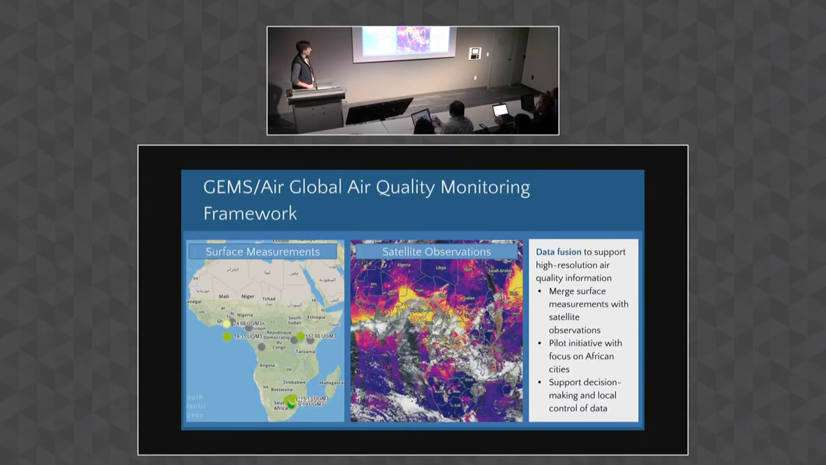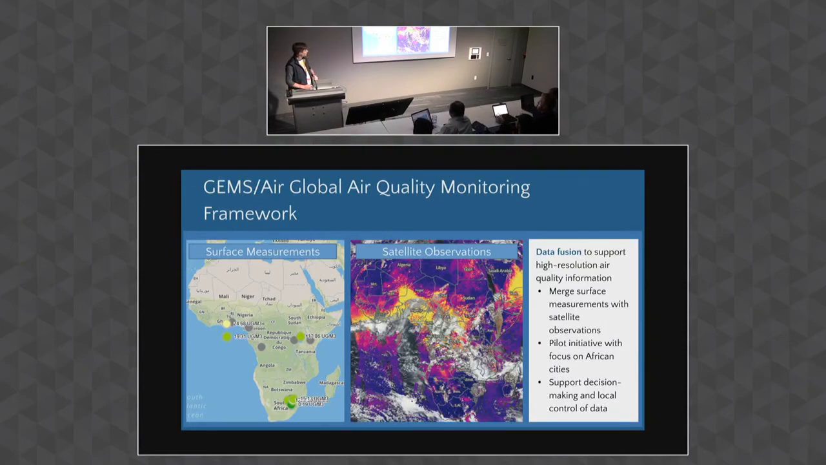air quality monitoring framework. If you take a look at Africa and some other regions of the world as well, you can see that there's very sparse surface measurements. I'm probably missing some, and I think we have colleagues in the room here who will probably speak to additional measurements. But in Africa in particular, the number of air quality measurements that we have available really is very sparse.